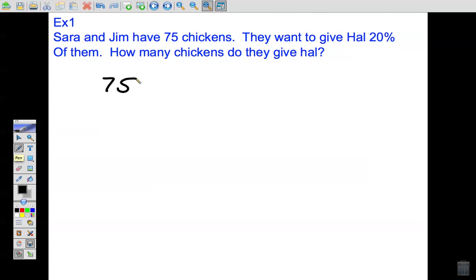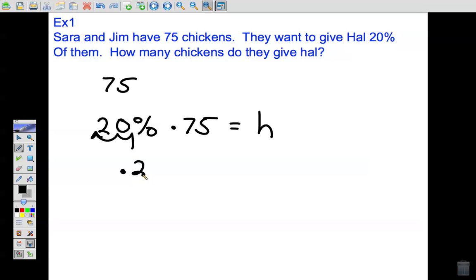So let's create an equation. That's kind of the start of this. So 20% of, which means multiplication, 20% of 75 gives us how many we're going to give Hal, or we'll use the variable h. Now remember, when you work with percents, you have to change it to a decimal, and that's always 2 places to the left. All right, so I have 0.2 times 75 equals h.